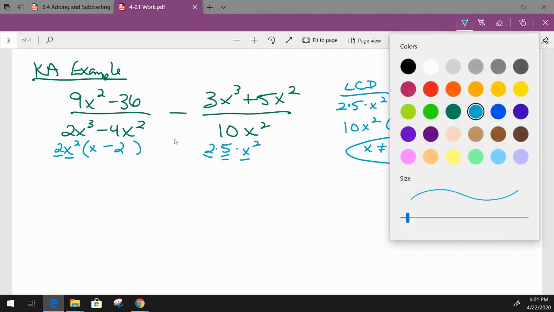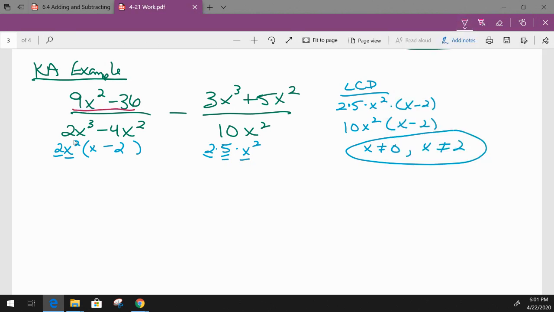So looking at this numerator, I see that I can factor out a 9. Once I factor out the 9, I have x squared minus 4. The x squared minus 4 is a difference of two squares and can be factored into x plus 2 and x minus 2. So this numerator now factored becomes 9 times x plus 2 times x minus 2. If I write the denominator in factored form, it's 2x squared times x minus 2.